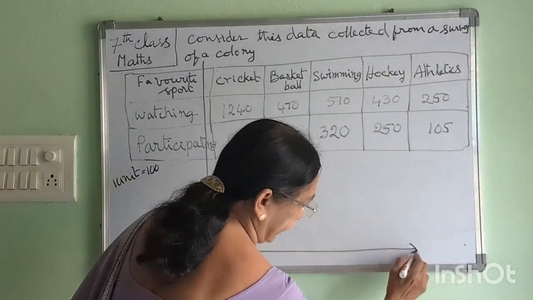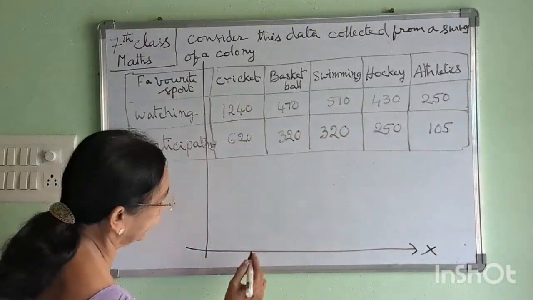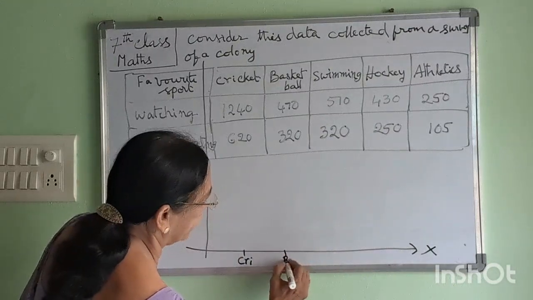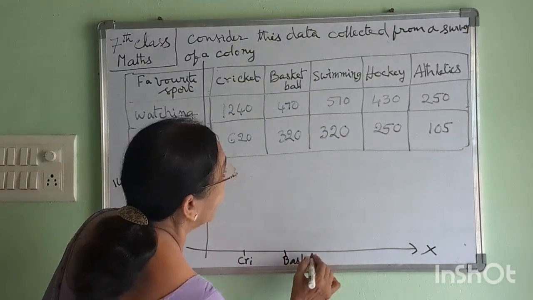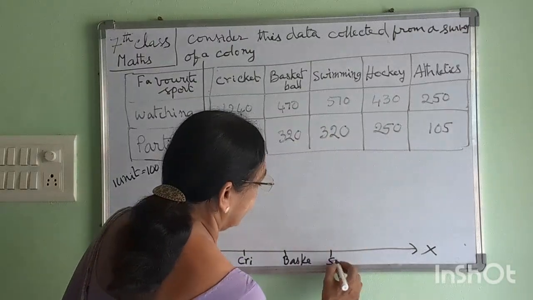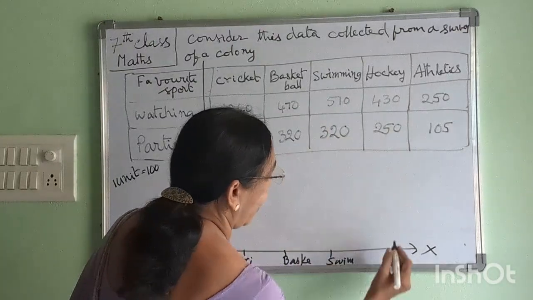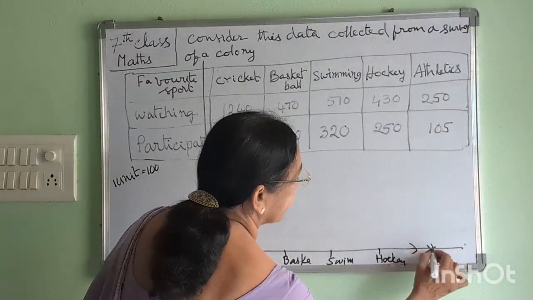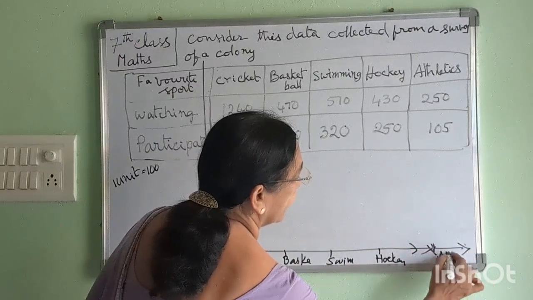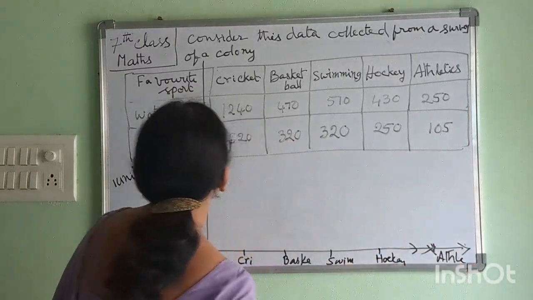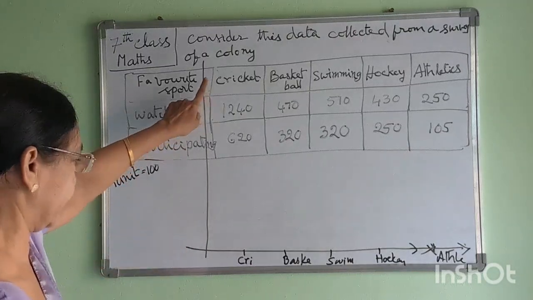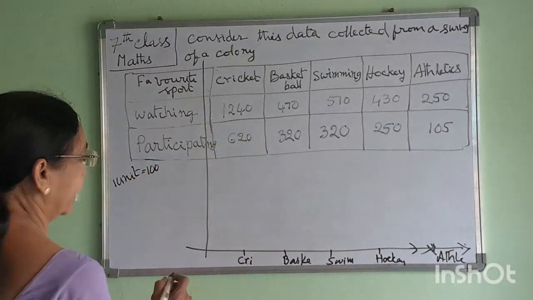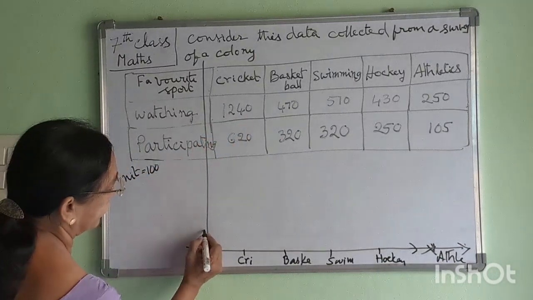On the horizontal line, that is the x-axis, we take the games: number 1 cricket, number 2 basketball, number 3 swimming, 4 hockey, 5 athletics. In cricket, the number of people watching is 1240. Therefore, the scale is 100 per unit.